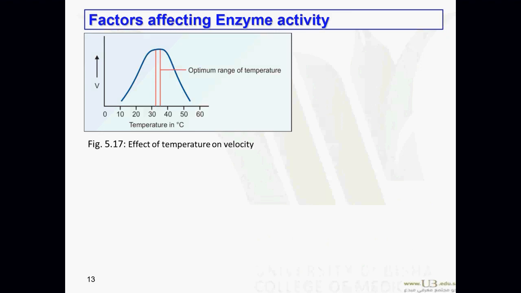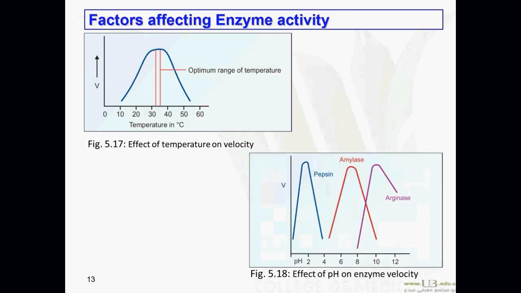So the basic idea is that if we increase the temperature after the optimum temperature, the reaction will go down and be slow till we lose all the reaction, or the velocity of the reaction will be zero, simply by denaturation.